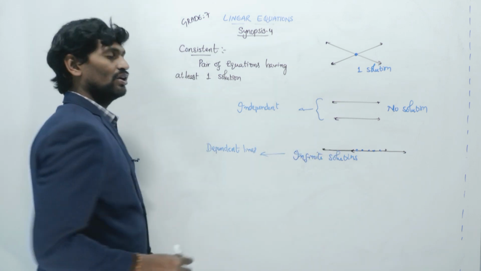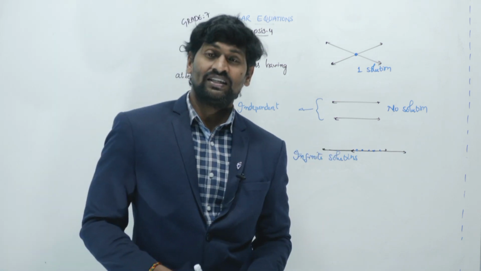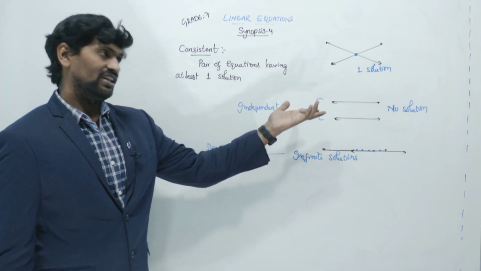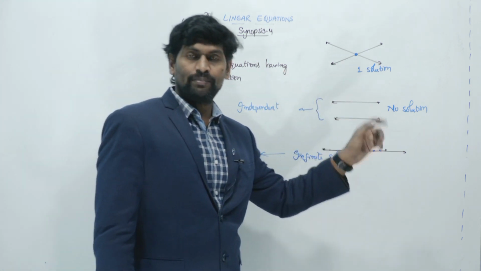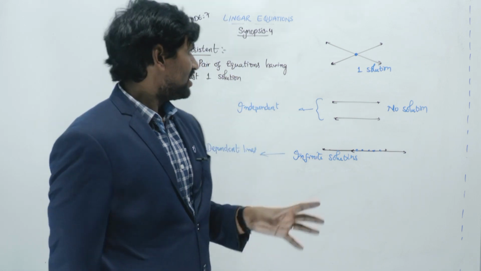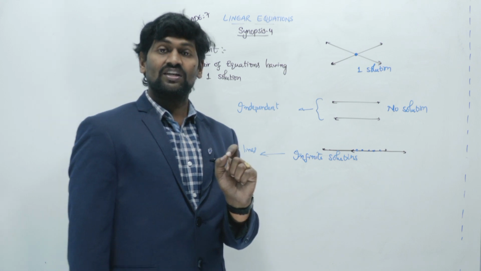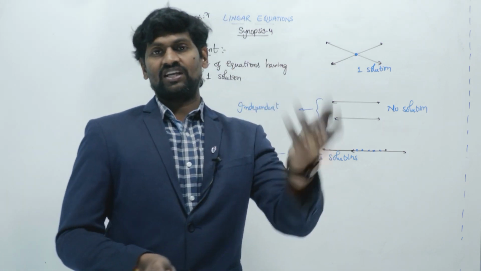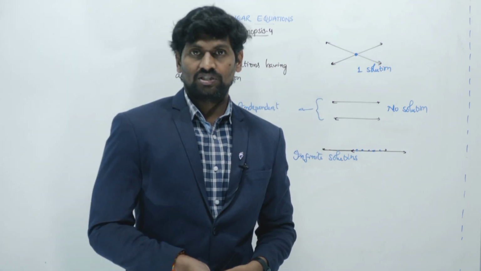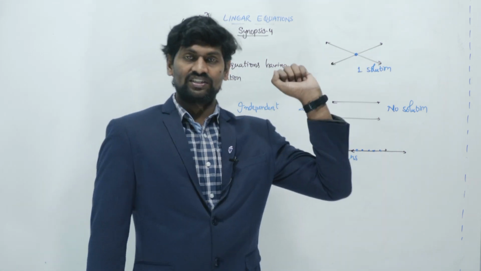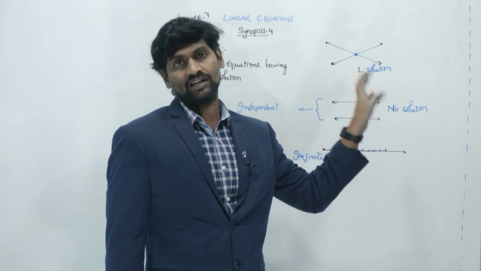Because both coincide with each other, they have more than one solution. Dependent lines do not have at least one solution, also independent lines. So consistency means a pair of equations having at least one solution. At least one solution means minimum one solution, and maximum we can have more than one solution. More than one solution is nothing but coincident lines, one solution is intersecting lines, and no solution is nothing but parallel lines.